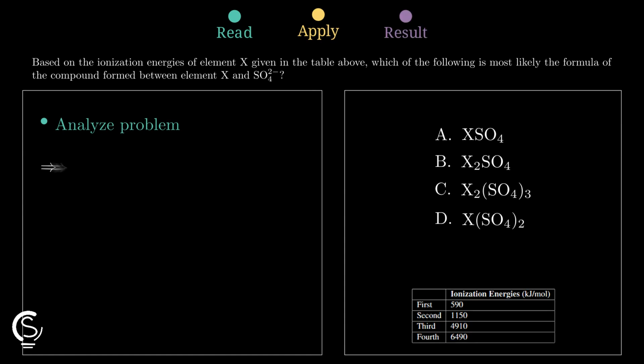Since sulfate has a -2 charge, one atom of X perfectly balances one sulfate group. This simple 1-to-1 ratio confirms that our final chemical formula is XSO4.